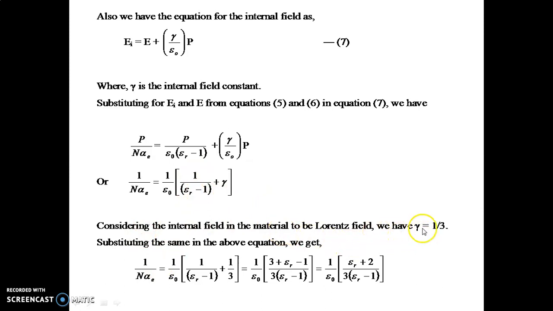Now, considering the internal field in the material to be the Lorentz field, you know that for the Lorentz field gamma is equal to 1 by 3. Substituting gamma equal to 1 by 3 in the above equation, now simplify it mathematically. The LCM is 3 into epsilon r minus 1. In the numerator, 3 plus epsilon r minus 1 simplifies to epsilon r plus 2. So 1 by epsilon naught into epsilon r plus 2 divided by 3 into epsilon r minus 1.